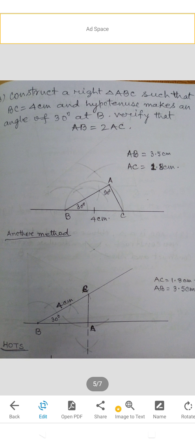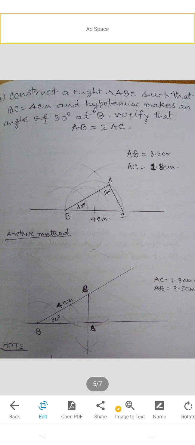Now another method. First of all, draw a line BA and draw the angle ABC equal to 30 degrees. With B as a center, draw BC equal to 4 centimeter.